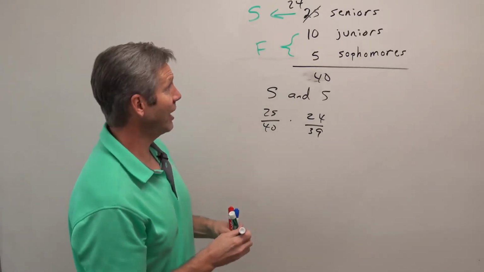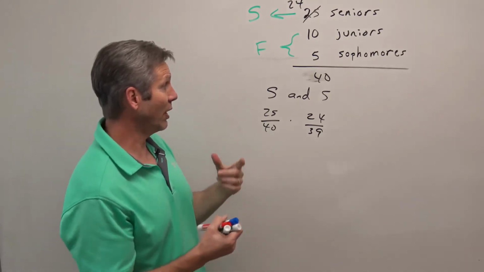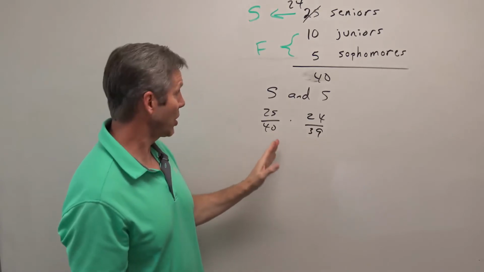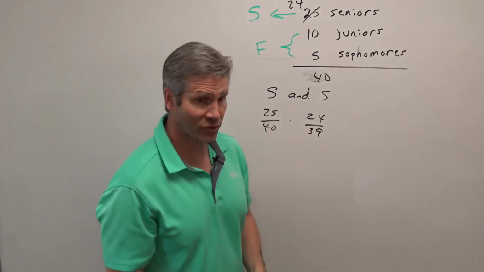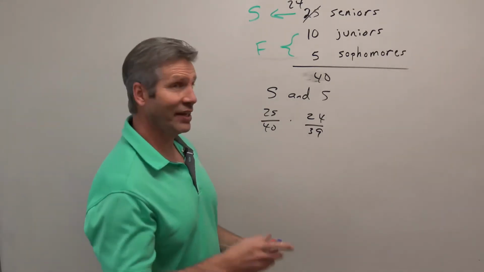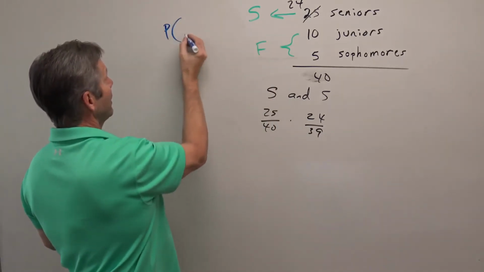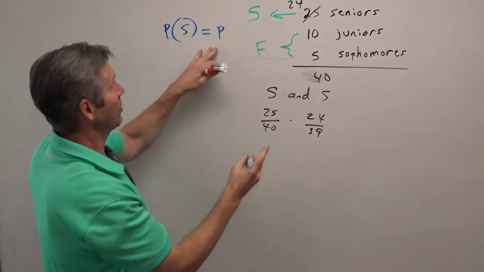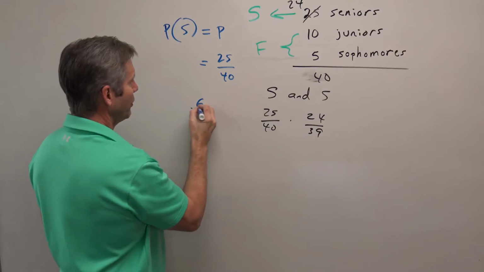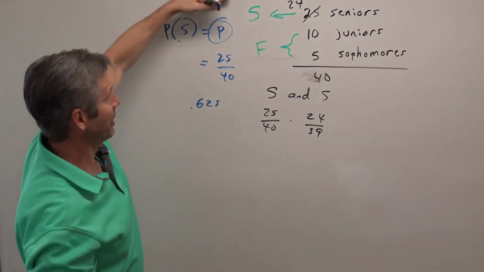So to have a Bernoulli setting, we have to be able to categorize into successes and failures. We have to make sure that the trials are independent of each other and that these probabilities don't change going from selection to selection. In addition, we want to represent a success by the letter P. So the probability of success is equal to P. In our case, the original probability is 25 out of 40, which is 0.625 or 5/8. So this would be P. That's the probability of success.